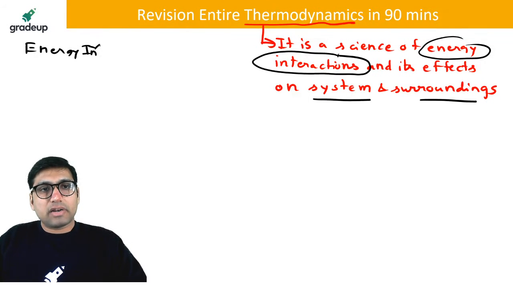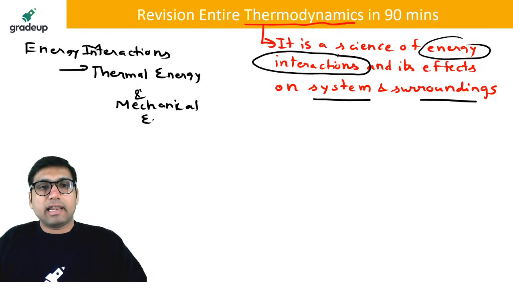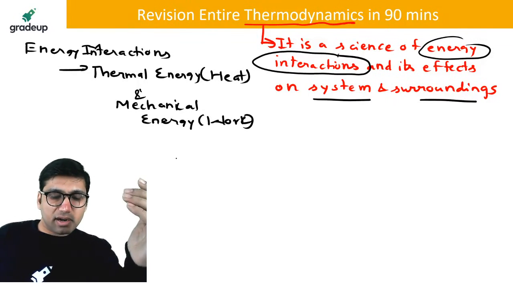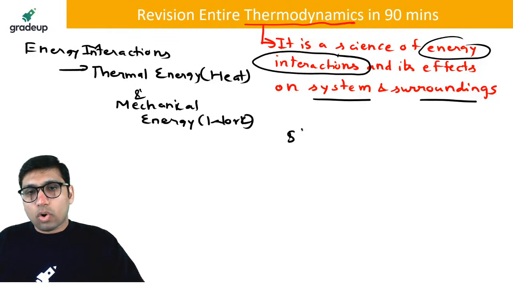So energy interaction will be mainly in the form of two interactions. One is thermal energy in the form of heat, because energy interaction may be of different types. Thermal energy and mechanical energy in the form of work. Mechanical energy in the form of work and thermal energy in the form of heat. So this energy interaction we will be studying in thermodynamics. And not only these two, we'll be studying some more. We'll be studying about the stored energy.